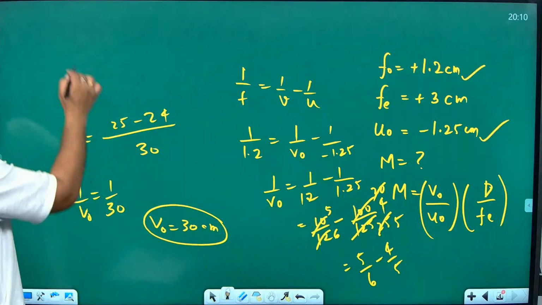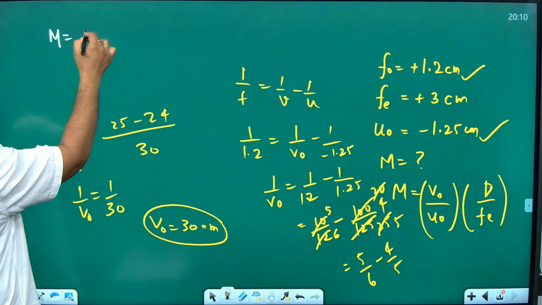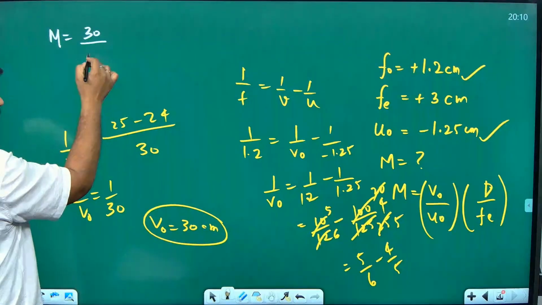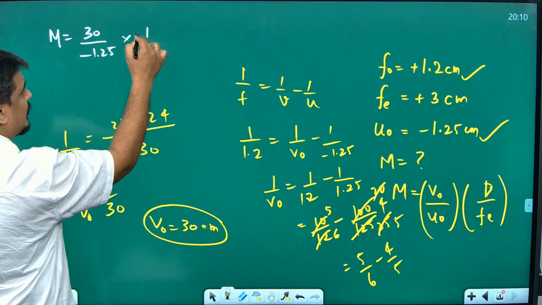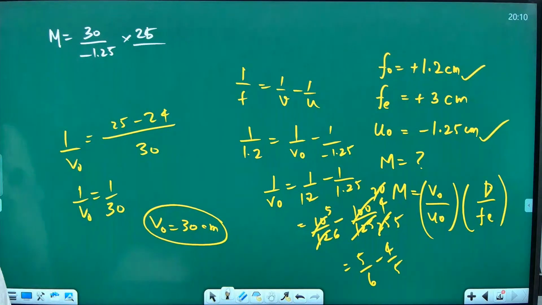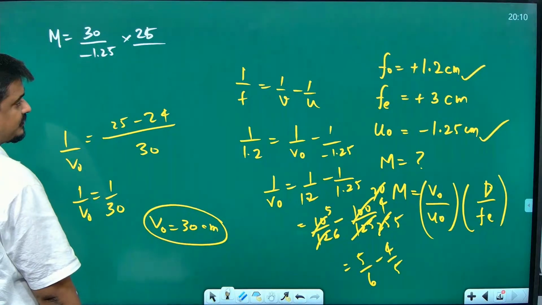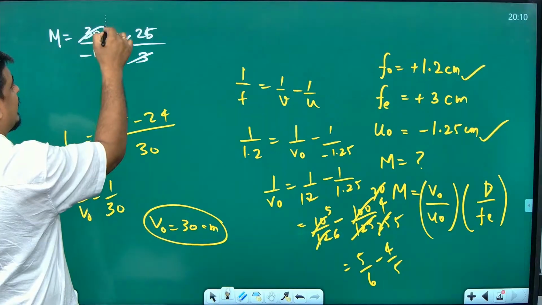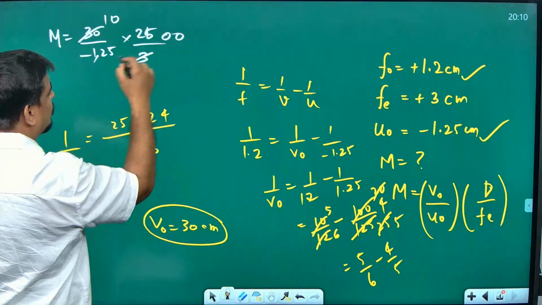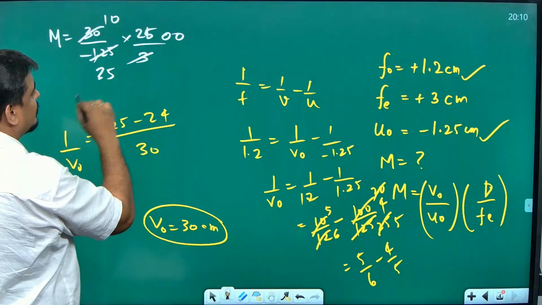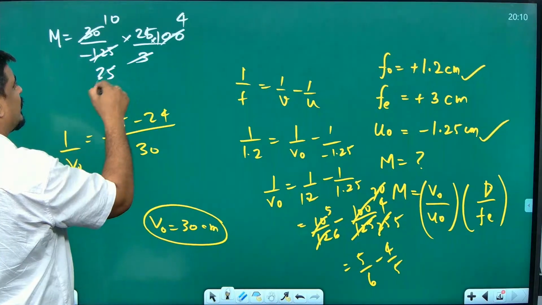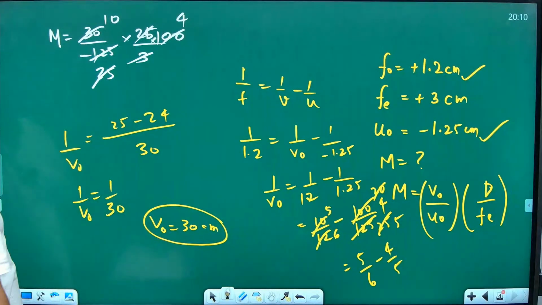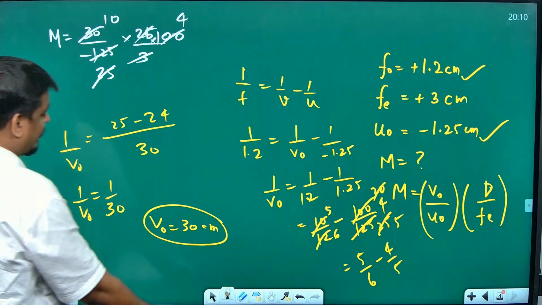If you get VO 30 centimeter, magnifying power will become VO by UO, which is 30 by minus 1.25, into what is D? D is 25, divided by what is FE? 3 plus 3. 3 will make it 10 times and this 0 will go, 2 more zeros will come, 5 2 5 and this 5 4. This is 100 actually. So 25 gets cancelled. Where am I going wrong here? Somewhere some mistake I have done in the calculation.